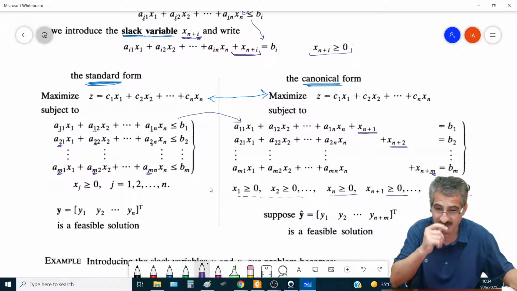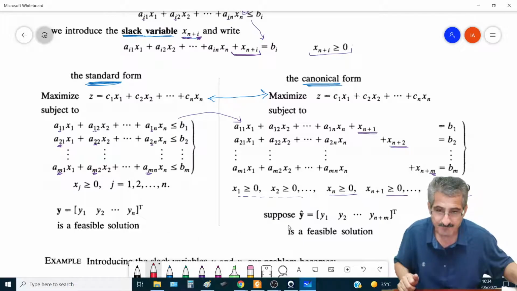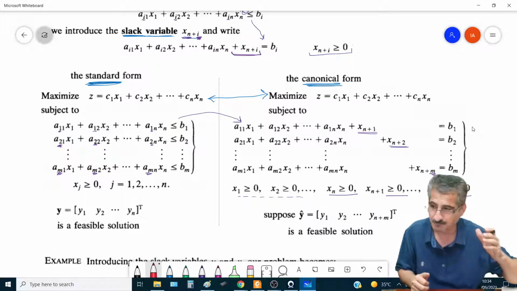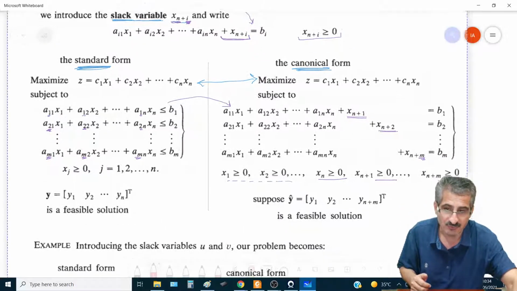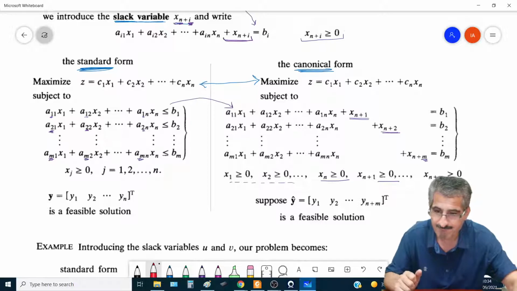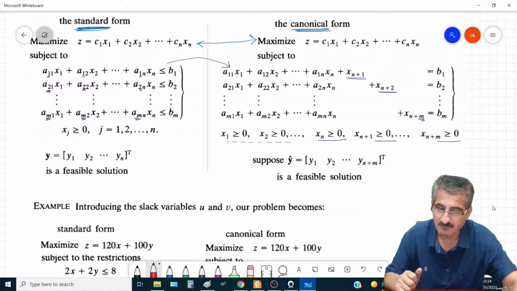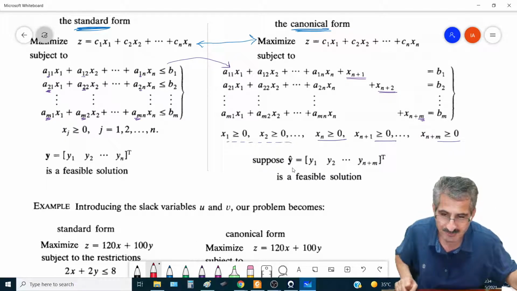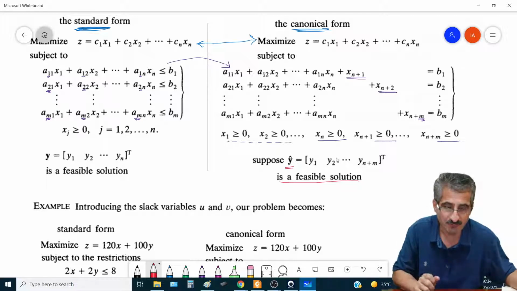Okay, what is the idea here? Look, the system here above me can be solved using linear algebra, right? You can solve it. So we go and solve it and then we obtain a solution. So suppose y hat is a feasible solution for the canonical form with equalities.